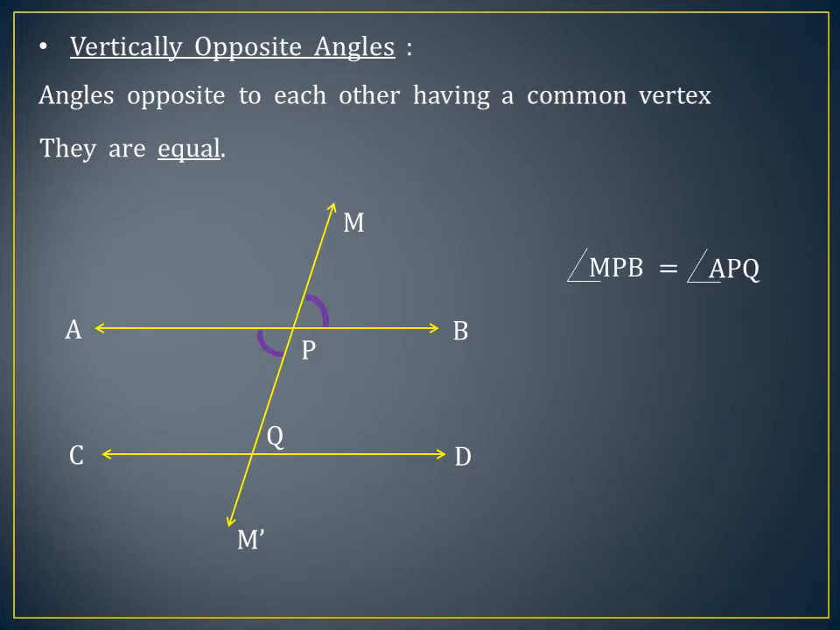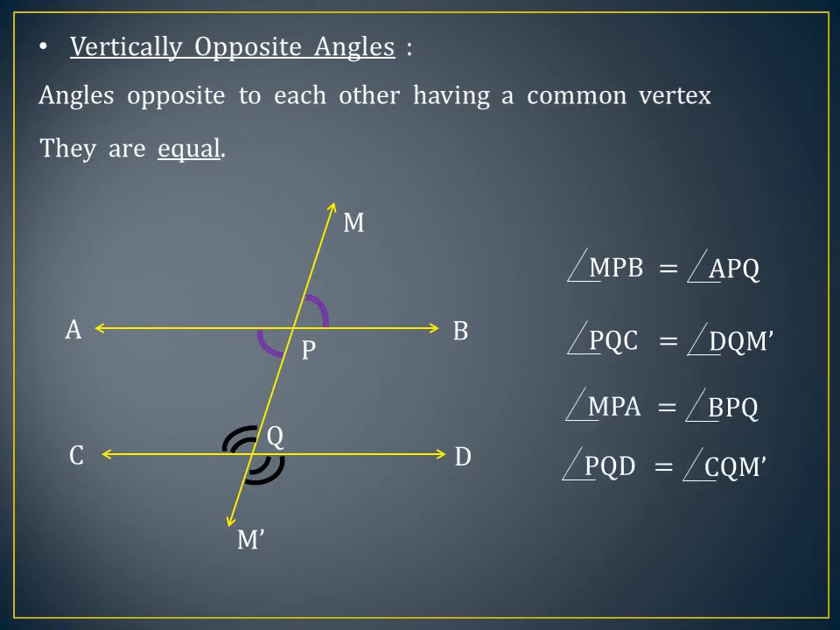So if you see angle MPB and angle APQ, their common vertex is P and they are lying on the opposite side of each other. Same is the case with angle PQC and angle DQM dash. So you can find more such angles as well. I have listed a few below.